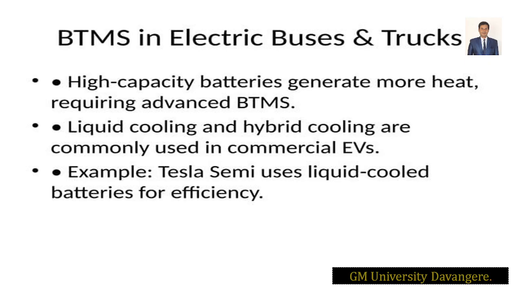But when you talk about the actual daily cycle, right? The daily cycle for the EV may be around 2 to 3 cycles per day, and for the trucks it may be around 3 to 4 cycles per day. And how will the BTMS impact this?